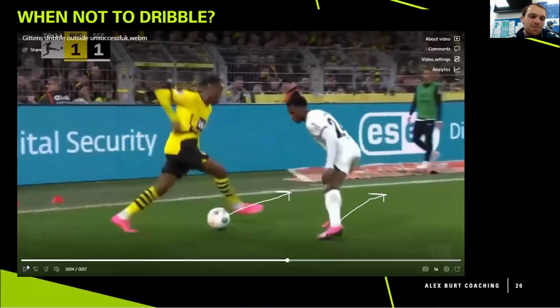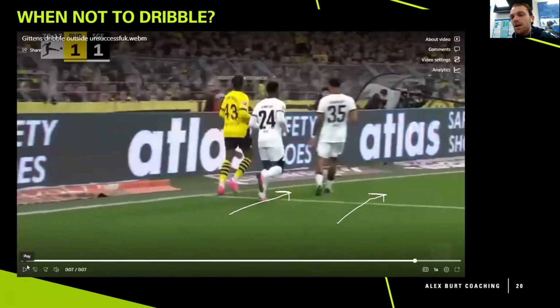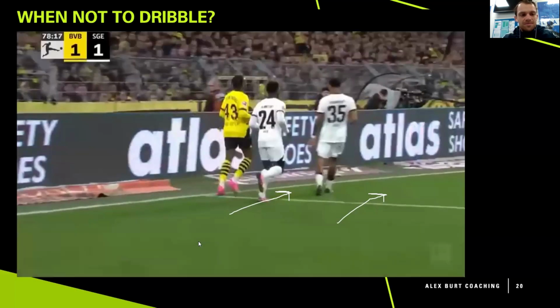So this was a moment where actually probably was not the right decision to dribble, but Gittins might have weighed in his mind, if he does tackle me, I'll earn a corner. So this is where sometimes if you're in this position near the goal line, or maybe inside the penalty area, it's worth the dribble because it might lead to a penalty, it might lead to a foul, it might lead to a corner kick. So these are situations where, even if the space or the defender is not quite off balance, it's a good decision to go with the dribble.